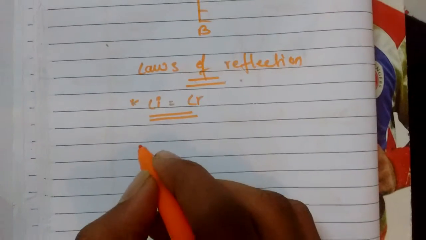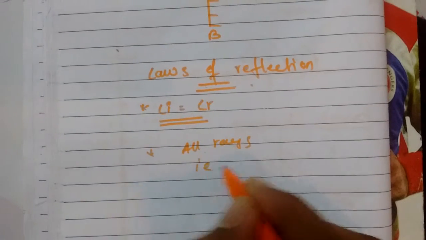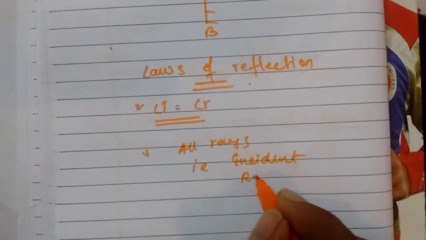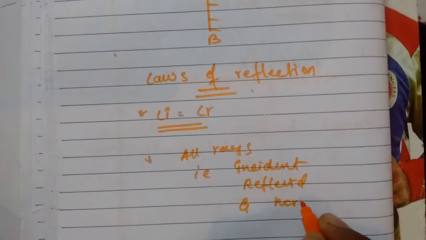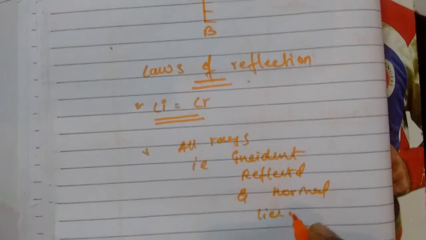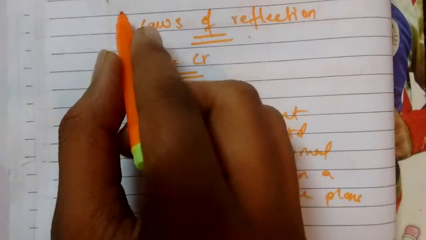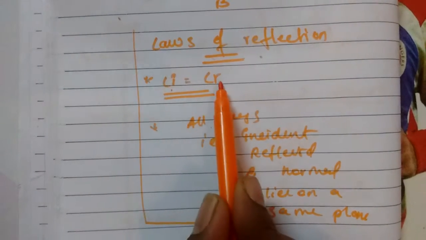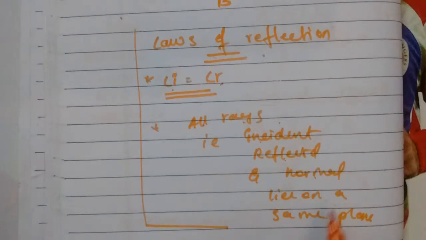And another thing is all the rays, that is incident, reflected, and finally normal, lie on the same plane. These are the main things which we should not forget before going to the next concepts, that is angle of incidence equals angle of reflection, and all rays incident, reflected, and normal lie on the same plane.